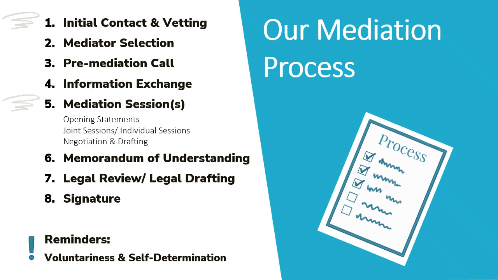7. Legal review and formal drafting. Attorneys, if involved, review the MOU, and a mutually agreed upon attorney or the parties themselves may draft the final agreement. 8. Signing and finalizing. Both parties sign the final agreement. If no lawsuit is pending, this document simply becomes a binding contract between the parties. If a lawsuit is pending, this document is filed with the court.